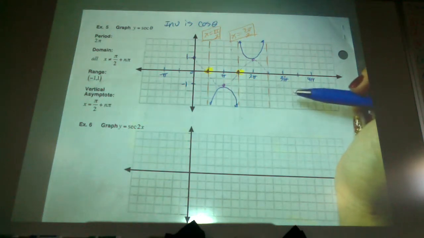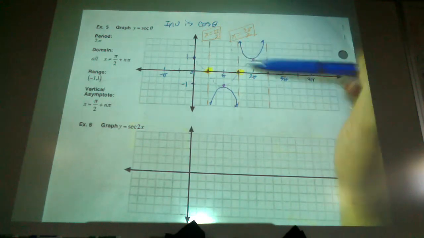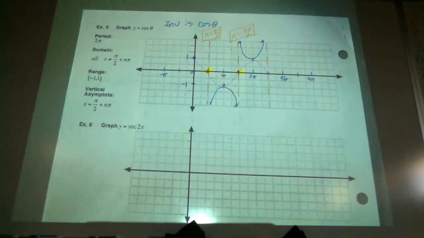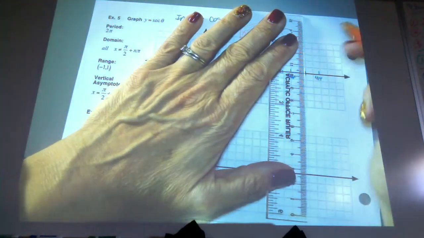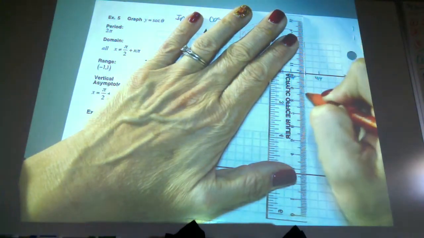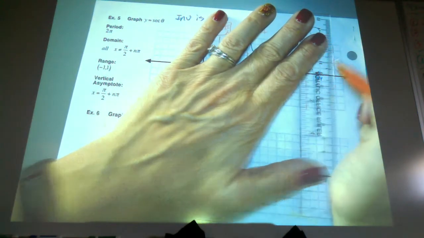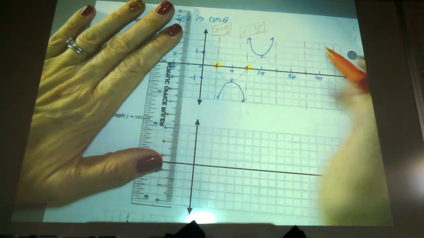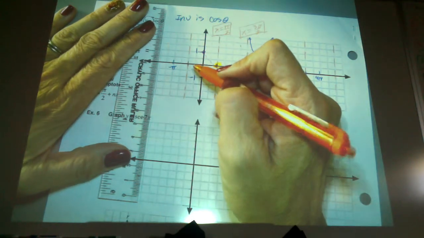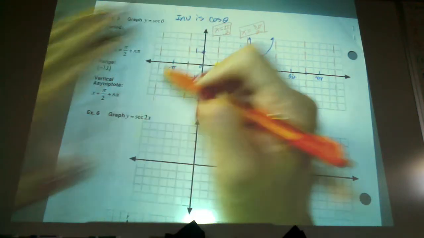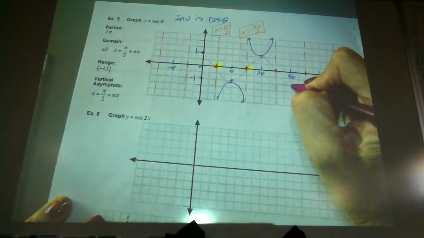Inversed into secant. So it looks exactly like cosecant, but the asymptotes are in different spots. And so you're going to finish out all the asymptotes. The asymptotes end up being directly in between each multiple of pi. And then you must put in your pattern of points.